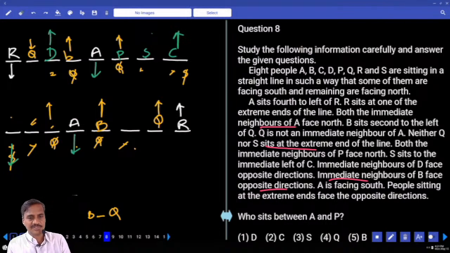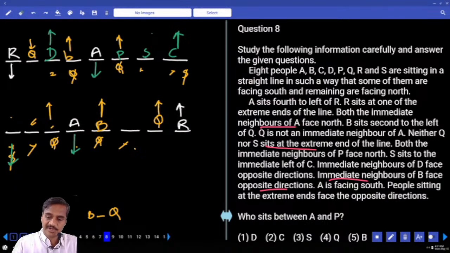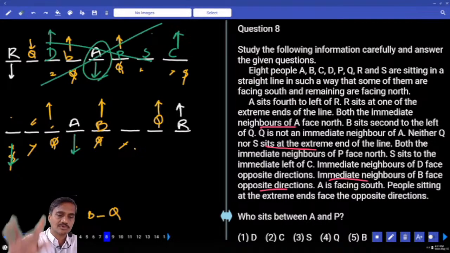Is there any information that is invalid in this case? A sits fourth to the left of R. R is at one of the extremes. Both immediate neighbors of A are facing north. B sits second to the left of Q. Q is not an immediate neighbor of A, and neither Q nor S sits at the extreme ends of the line. Both immediate neighbors of P are facing north. But the immediate neighbor of P is A, facing south. This case is ruled out.